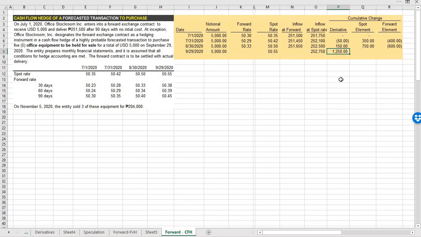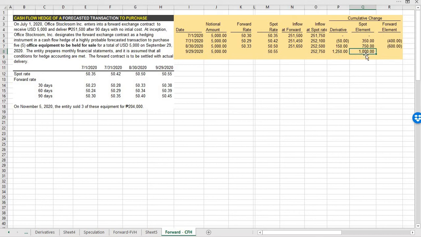Then, for the spot element, ganun pa din, starting July 1, 2020, 251,750 at naging 252,750 at date of settlement. At magkano ang change? Obviously, tumaas din at yan ay 1,000 pesos. And for the forward element, so this is simply the difference between the total value of the derivative and the fair value of the spot element.